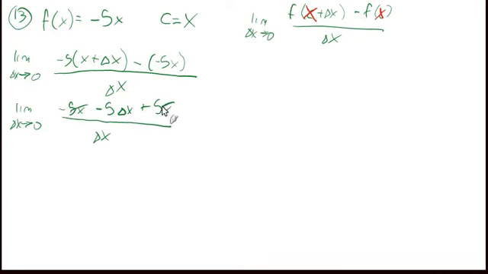Negative 5x and positive 5x. If it doesn't hurt your brains, we can imagine that they're gone. I would rewrite this whole thing but just not write those, and we would have just this left, which would cancel these delta x's. So what's left is negative 5. That's the derivative, because the slope of this thing at any point is going to be negative 5. So it doesn't matter what x value I pick, it's just going to be negative 5. That's why there's no x component here.